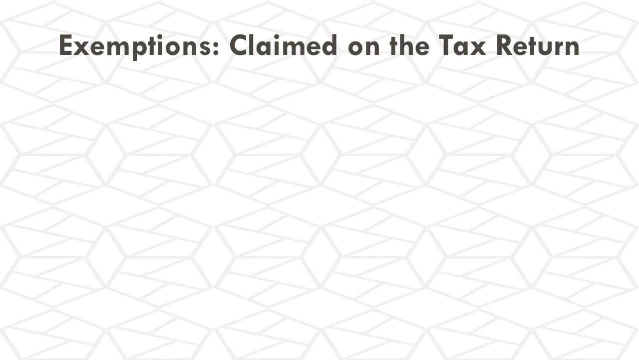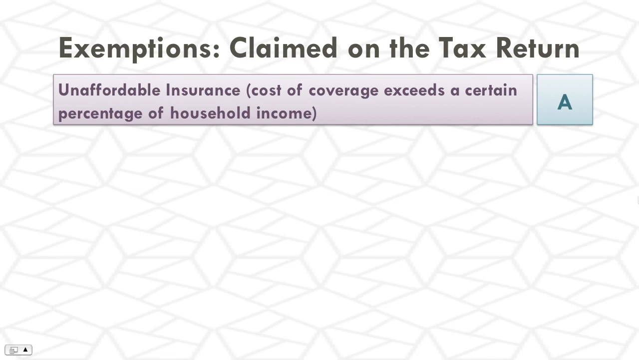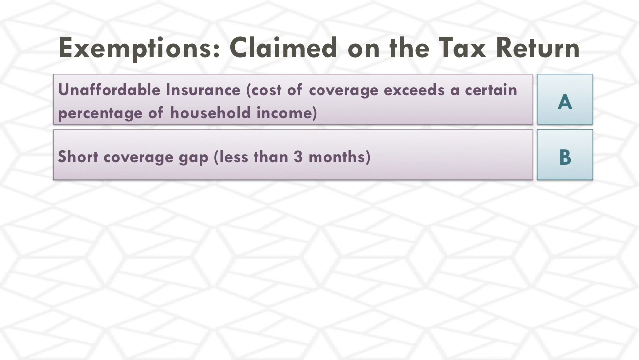Finally, let's talk about the exemptions that can be claimed directly on the tax return simply by inputting a letter code on the return. So there are a number of ones that we're going to talk about. First, we have unaffordable insurance, which is when the cost of coverage exceeds 8% of household income. We can use code A on the return. We're going to talk more about that one in a moment, so we'll come back to that. Next, we have the short coverage gap that is less than 3 months with code B. We're going to talk more about that one as well.